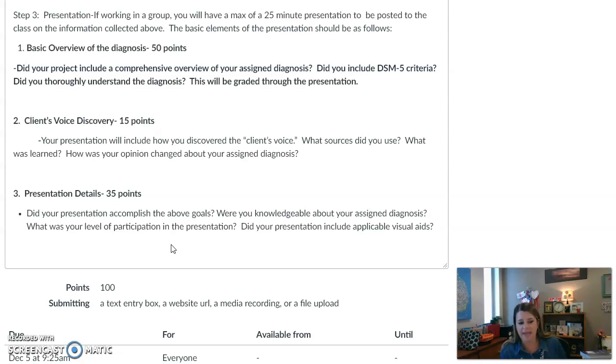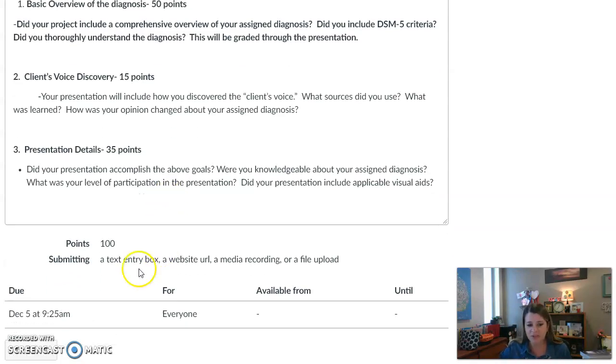I'll look at the visual aids, and then of course I will look at your citations. So anything that you use, and that can be a slide at the end of your presentation. I bumped the due date back. If you had looked at this previously, I had it on a Monday. I bumped it to that Sunday of the week. So it's due December 5th. Final exams are the next week.